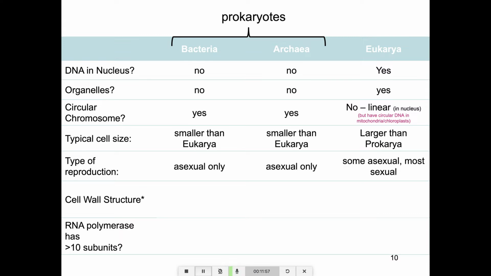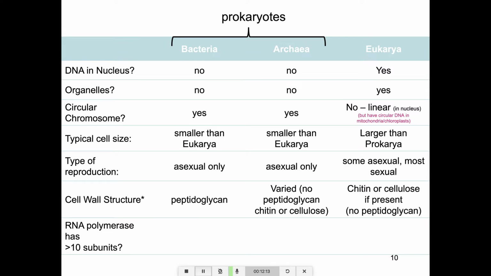Cell wall structure. So you can think of a cell surrounded by a cell membrane, and on the outside of that cell membrane is a cell wall that's sort of a protective structure that protects the individual cell. So as it turns out, there's specific structures for each of these different groups.